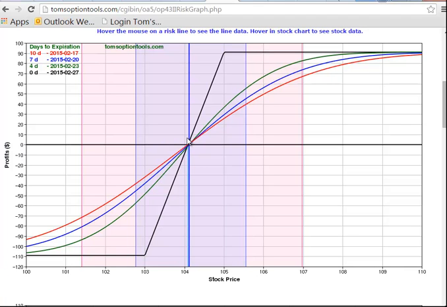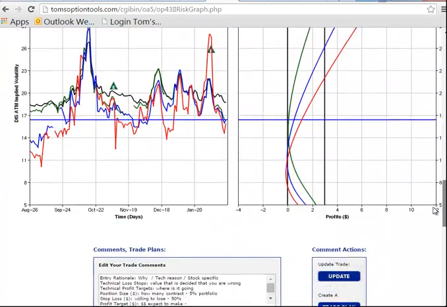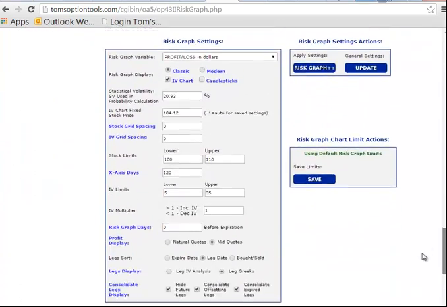This is a more zoomed in view because I don't have the access to see the stock chart through it all in one area here, but you can see that the movement of the stock, if it gets to 105, that time is actually working for me. Stock chart lives below. How do you adjust from one to the other? It's in the risk graph settings.